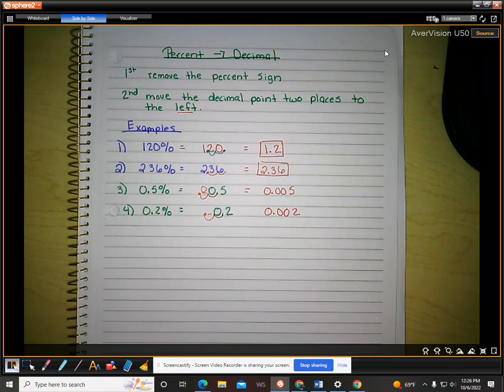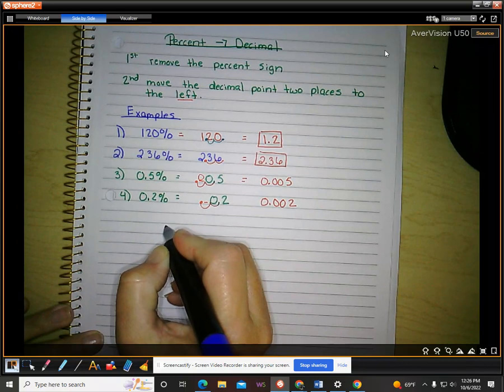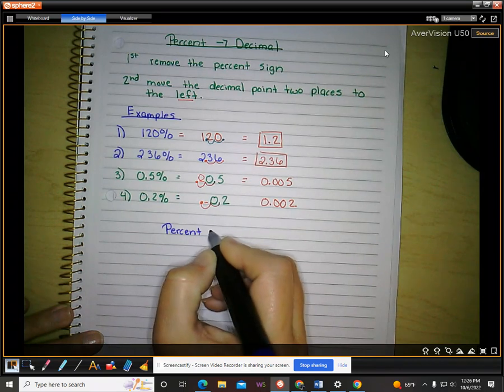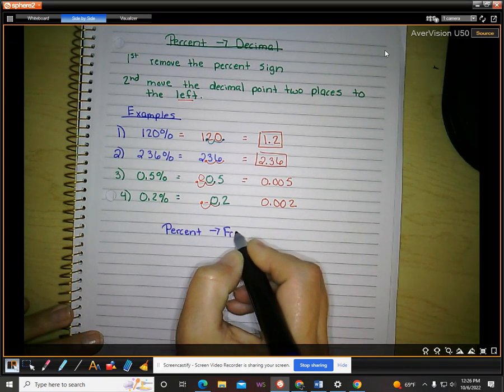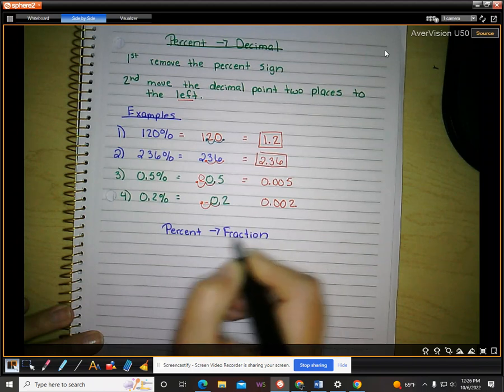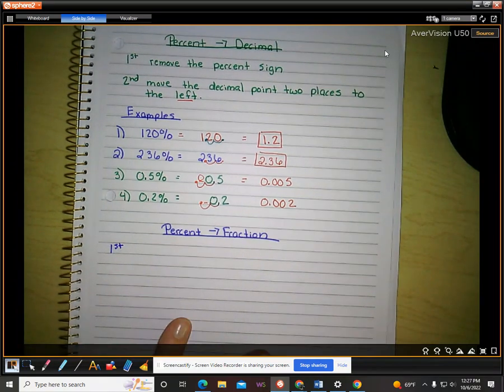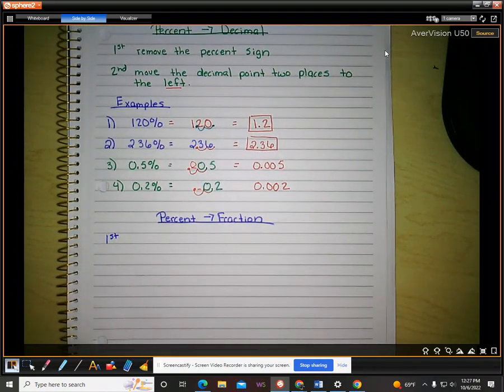Now, next thing we're going to look at is changing a percent to a fraction. So again, you should have this written down somewhere. And we're just adding more to it because we're dealing with different numbers. So the next thing we're going to look at again is changing percent to fraction. So you can take a few seconds, find that page in your notes, because the steps are the same. It's just I'm going to give you examples that have numbers bigger than 100.